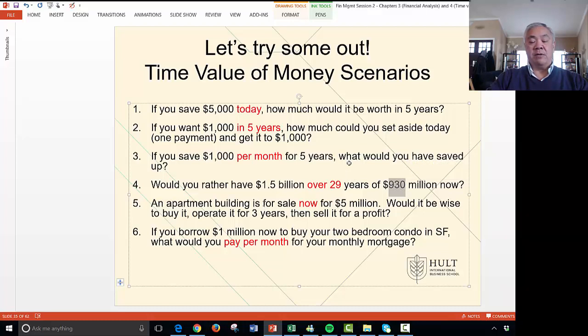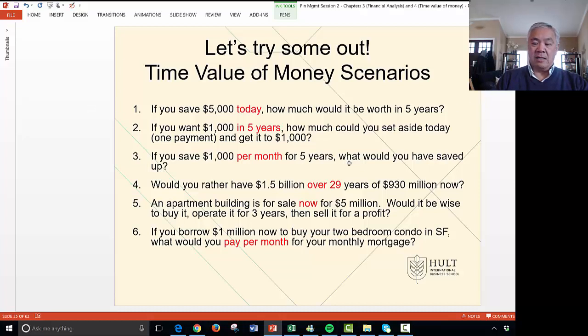Next, there's an apartment building for sale now for $5 million, and would it be wise to buy it, operate it for 3 years, then sell it for a profit? And we'll be looking at cash flows in that scenario. And sixth, if you borrow $1 million now to buy a 2-bedroom condo in San Francisco, what would you pay per month on your mortgage payments? So notice that each of these are fairly common business scenarios, and they all relate to money and time.